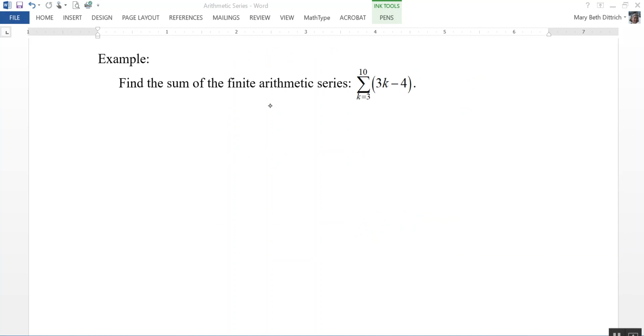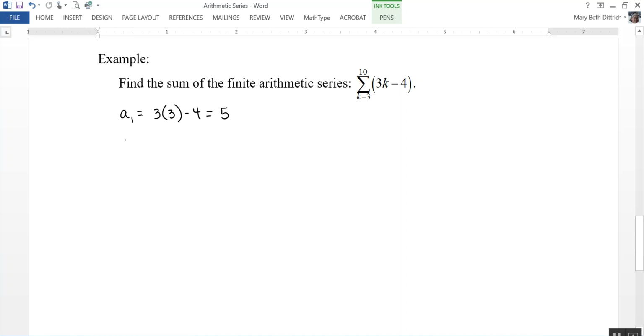So we need to find the sum of the finite arithmetic series represented by this notation here. So I have k starts at 3, and in other words, my values of k are going to be 3, and then 4, and then 5, and then 6, and all the way up till k is equal to 10. And this is my explicit formula. I'm going to use 3k minus 4. So in order to find my first term, a sub 1, I'm going to plug in 3 for k. So 3 times my first value of k, which is 3, minus 4 is 9 minus 4, which is 5. So a sub 1, the first term in this sequence, is going to be 5.